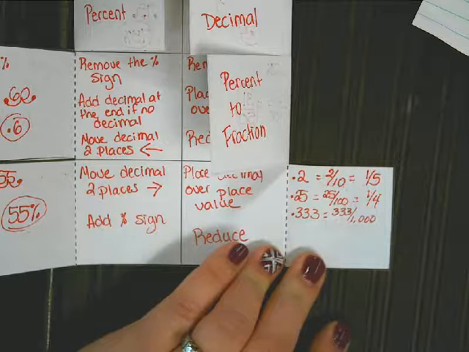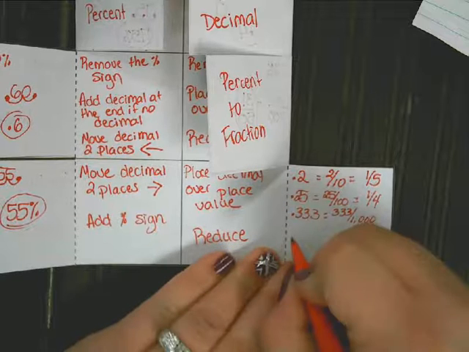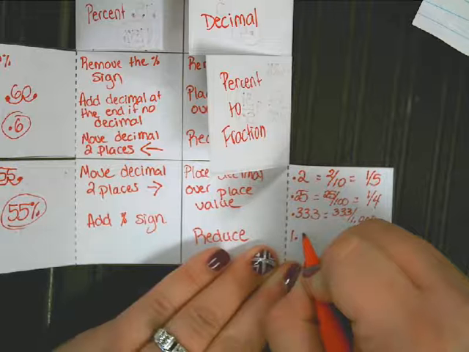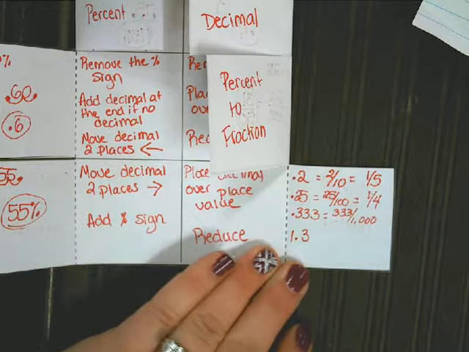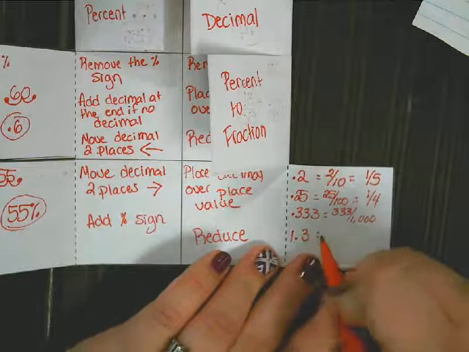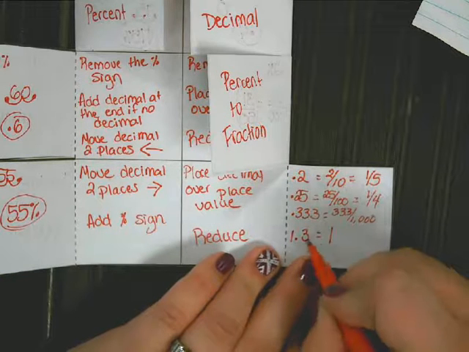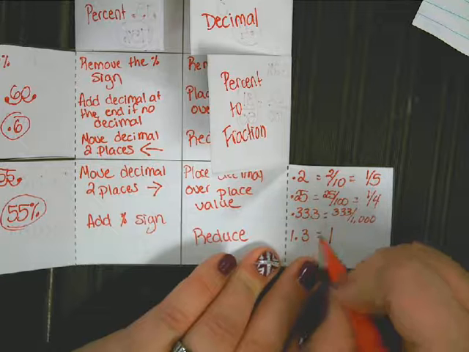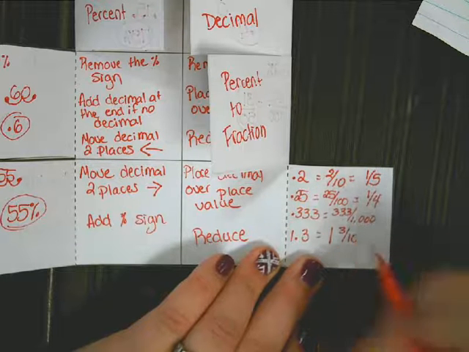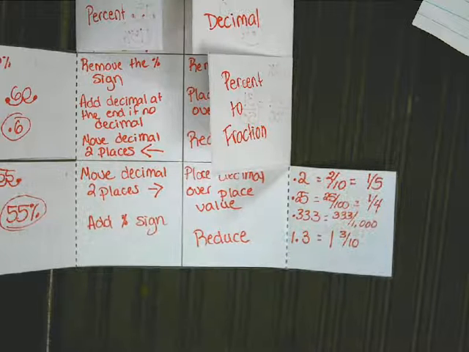And if I gave you 1.3, so if I gave you a whole number with it first, your whole number goes in front of your fraction, just your decimal goes over the place value. So the 3 is in the tenths, so it'd be 1 3/10. Okay, so you're only looking at the decimal place value on that.